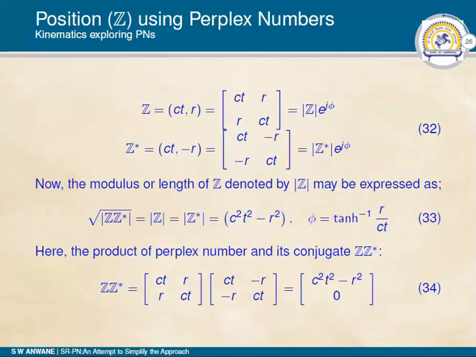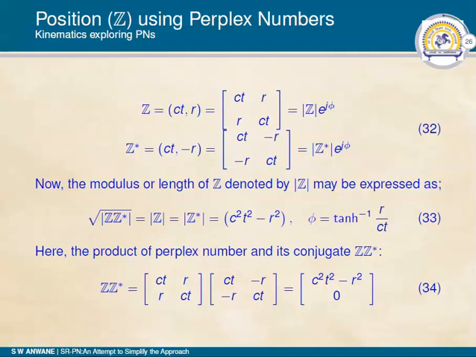So the square root of mod of z star is equal to mod of z, equal to the square root of c squared t squared minus r squared, which is the interval in special relativity, and the Euler angle phi is hyperbolic tan inverse of r upon ct.